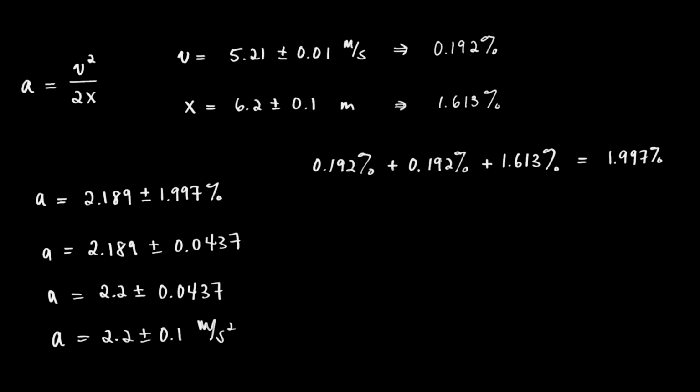I asked the question, what is 1.997% of this number? And that is the answer. So I computed by taking 1.997, dividing by 100, and multiplying it by 2.189, and that's what you get. Apparently, that's what they tell me. Last step has nothing to do with sig figs at all.